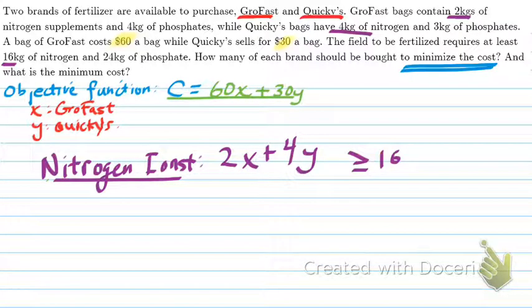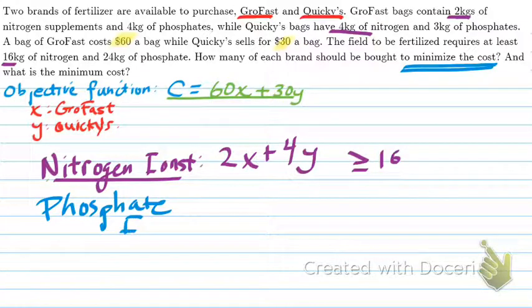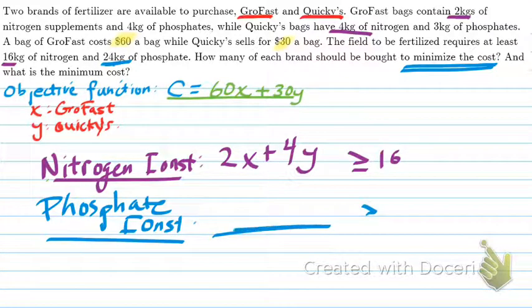So our other restriction besides nitrogen is to make sure our field has enough phosphate, another mineral. So let me express the phosphate restriction or constraint. So let's take a look. We need at least 24 kilograms of phosphate, right? So at least 24 kilograms of phosphate. So whatever I have over here, that amount needs to be greater than or equal to. Greater than is great, but equal to is fine.